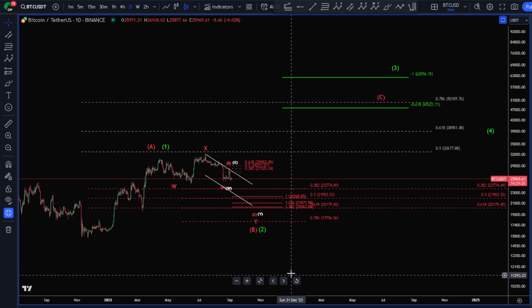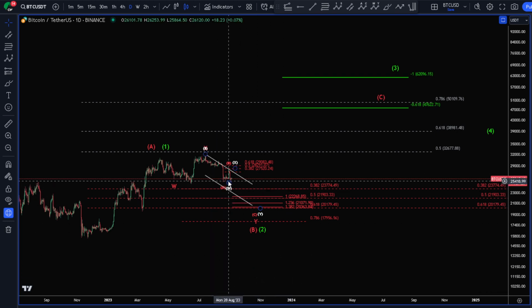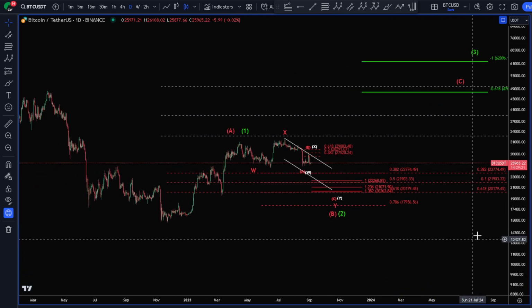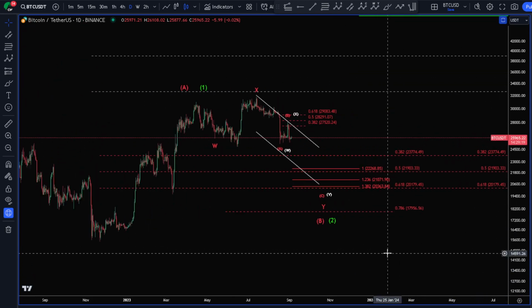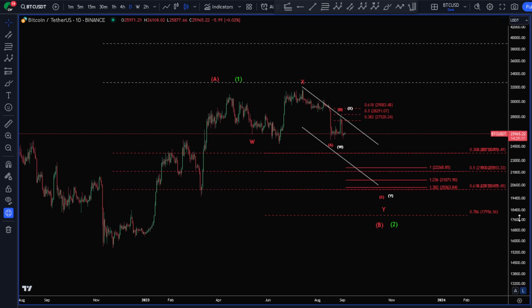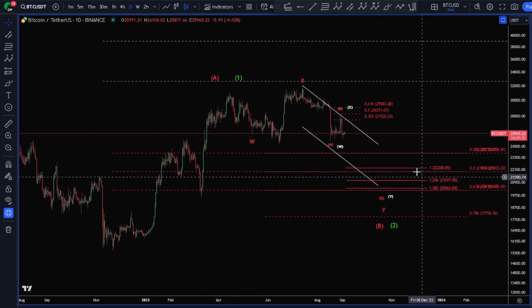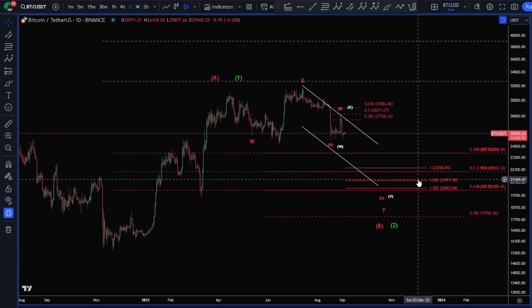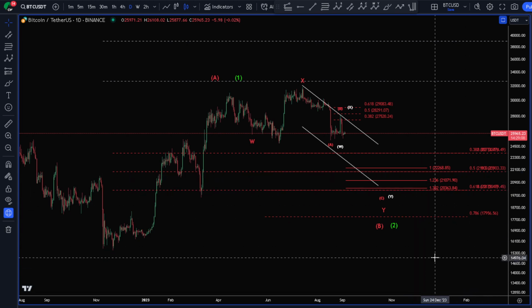Looking for further downside. Over the past week, what's happened? Had to adjust the counts a little bit. Zooming in a little bit here. Areas of interest are down at the 1-to-1 of this ABC, or between the 1.236 and the 1.382.